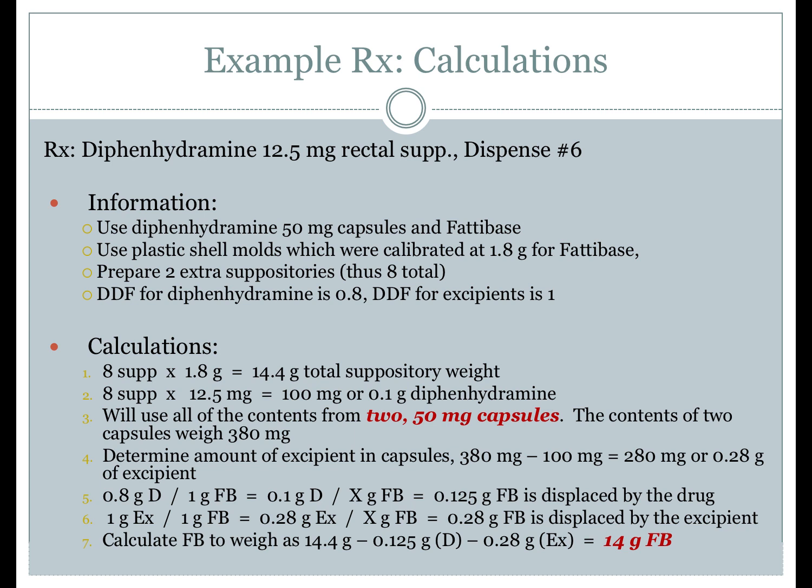At this point, it is very important that you understand that we did not subtract the actual weight of diphenhydramine or excipient, but rather the weight of fatty base displaced by those ingredients. Our calculations are now complete. To summarize, before discussing the compounding procedure, we will use the powder contents of 2 diphenhydramine capsules with 14 grams of fatty base in the preparation of 8 suppositories.